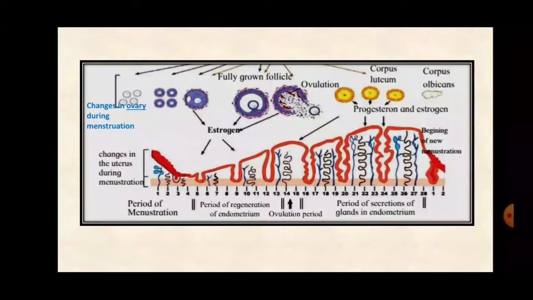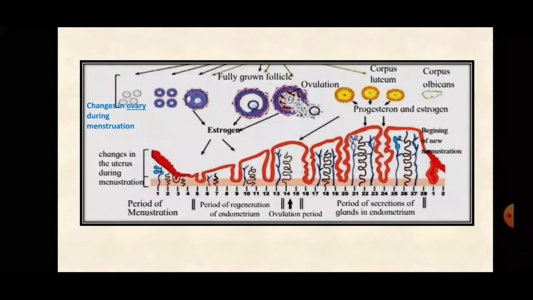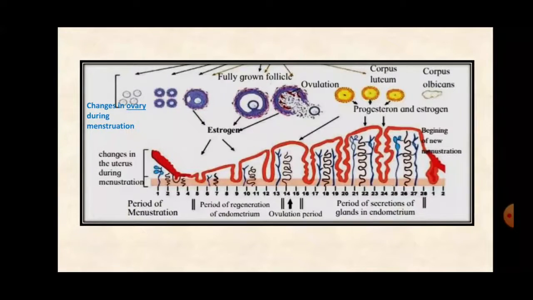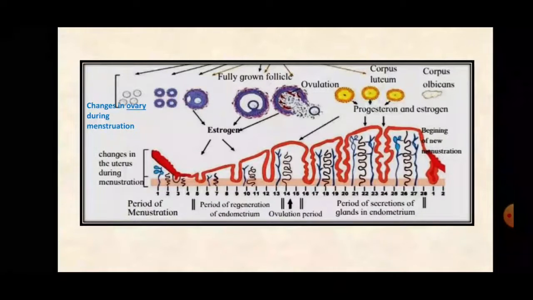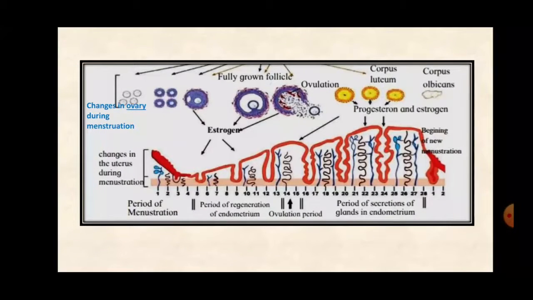The follicle which is without the oocyte, the remaining tissue, is now transformed to corpus luteum. This corpus luteum secretes progesterone, which in return influences the secretions of the endometrial glands. Now the endometrium, if you see, is ready for the implantation of embryo. This endometrium is quite thick for the implantation of embryo, which also protects the embryo in the uterus.